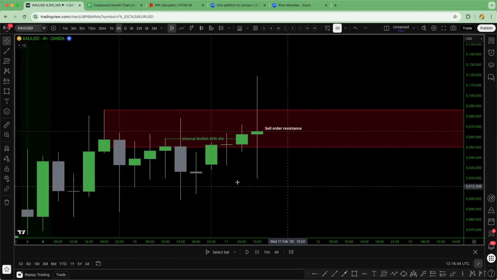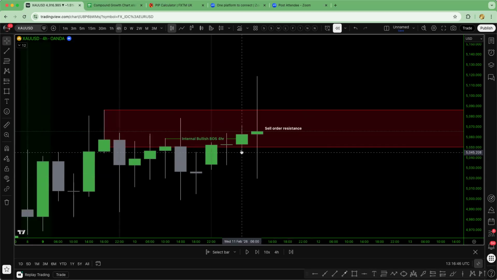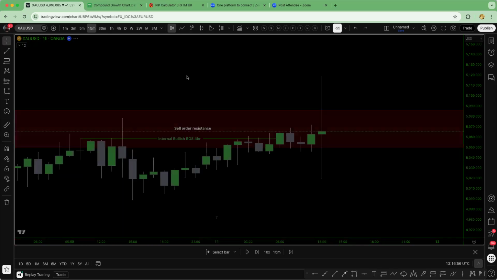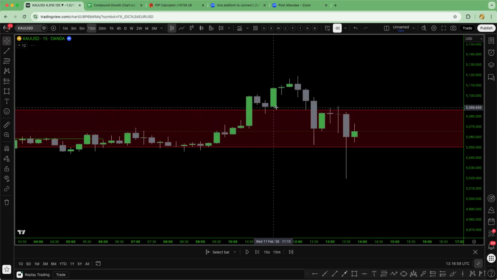Okay. So boom, we can see that we had our break of structure. As soon as this happened, I was able to get us an entry in this trade, and we were actually getting profits in this trade. If you go down to the 1-hour chart, let's even go down to the 15-minute chart to make it better for you. So you can see, boom.